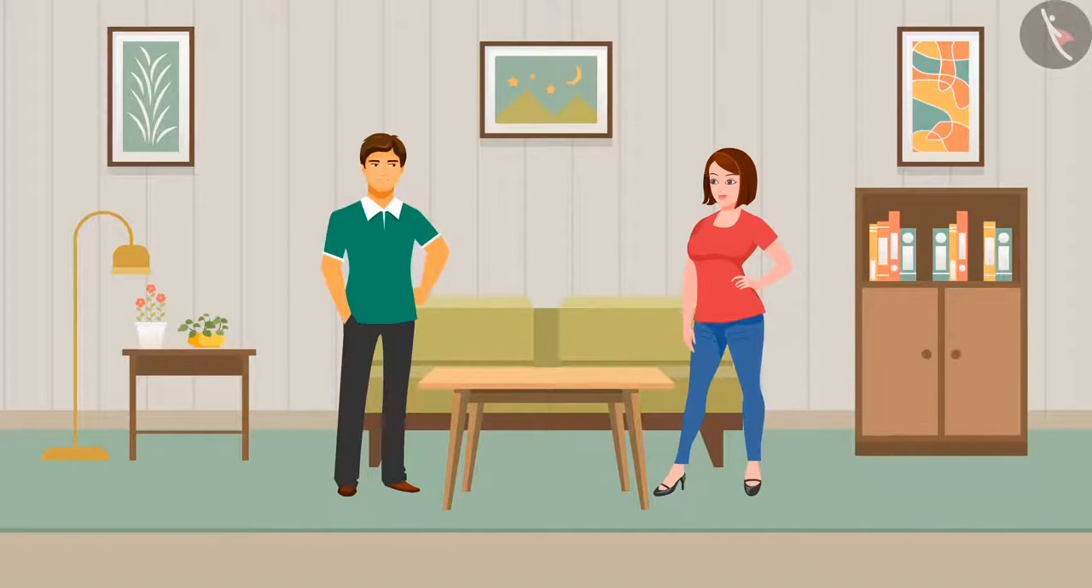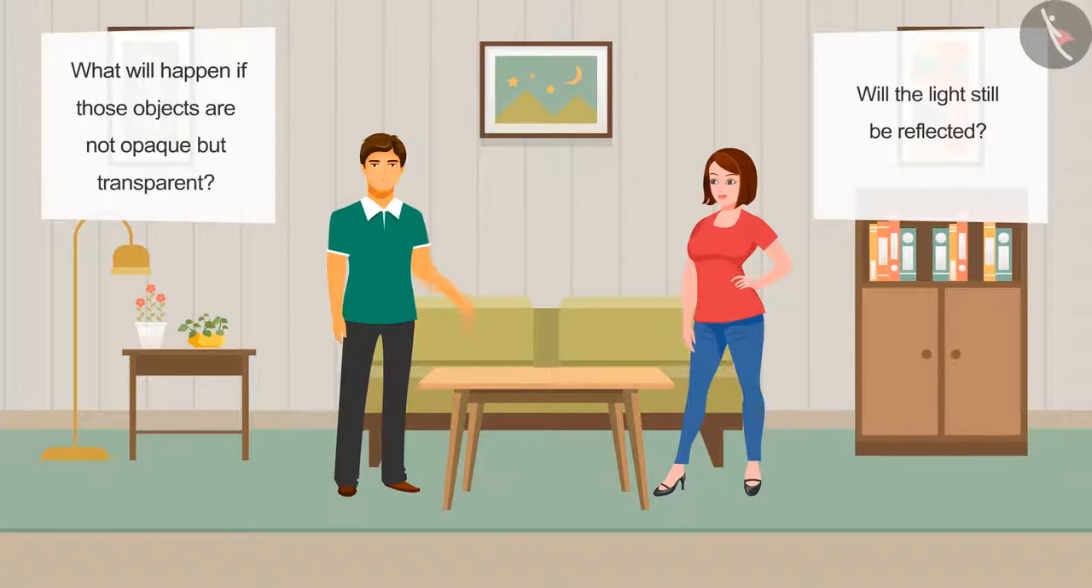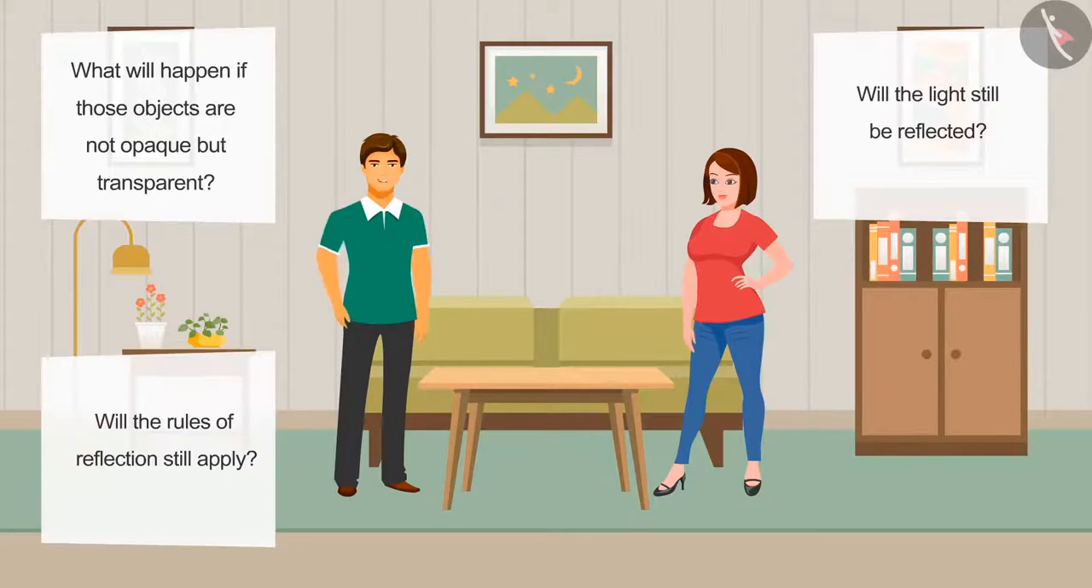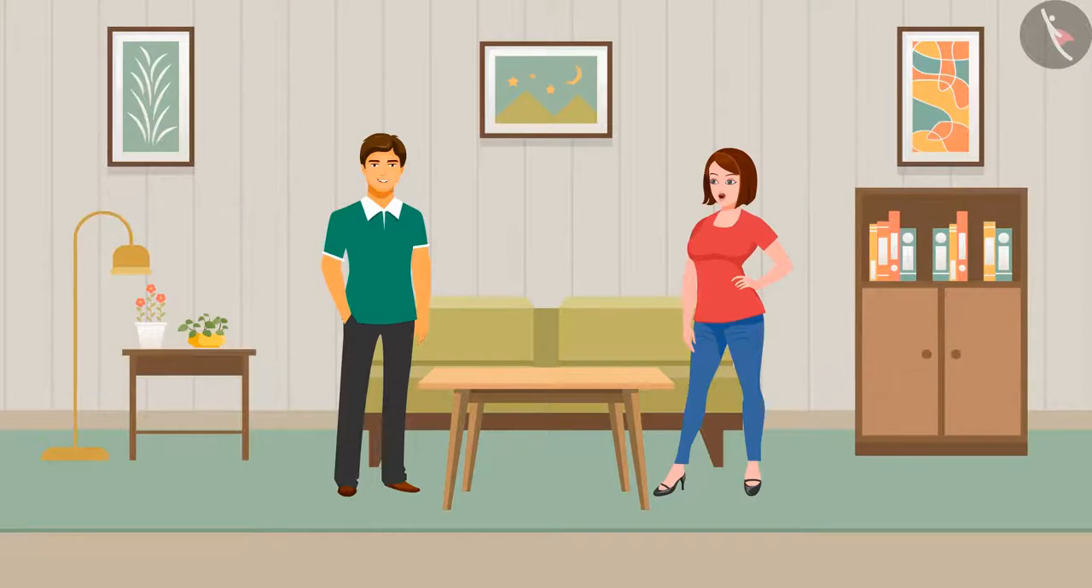But Ayesha, there are some questions in my mind. Like? What will happen if those objects are not opaque but transparent? Will the light still be reflected? Will the rules of reflection still apply? Will the rays still follow a straight line path? In today's video, we'll discuss these questions and learn about a new phenomenon known as refraction. We'll do a very interesting activity to explain refraction, which we can do at our houses too.